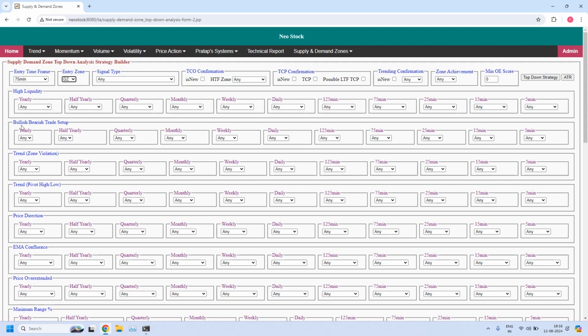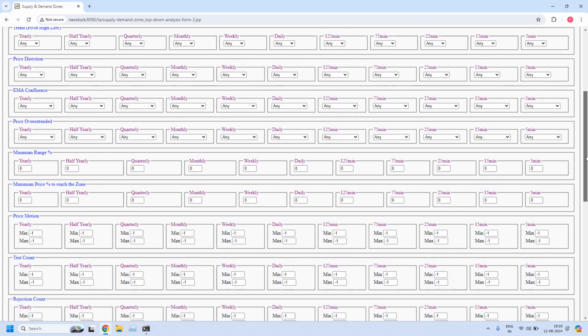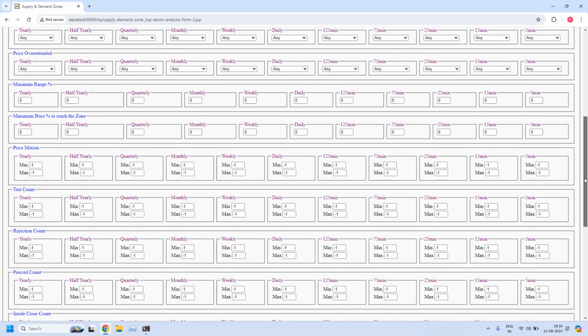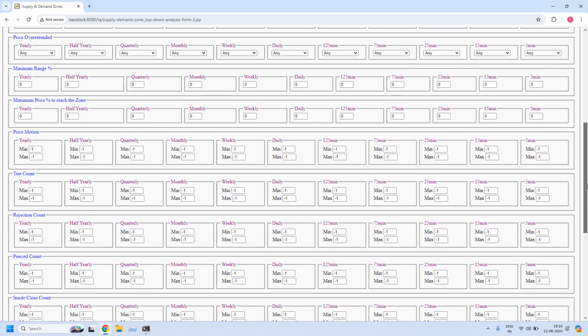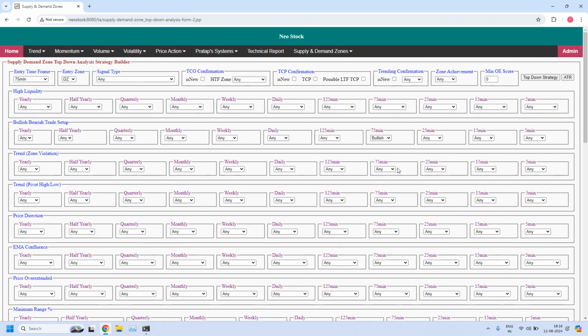Bullish trade setup, entry zone is demand zone. In bullish or bearish trade setup at the 75 minutes time frame, I am selecting bullish. The 75 minutes demand zone should not be pierced, so in the pierced count in the 75 minutes time frame, minimum value 0, maximum value 0, and zone achievement should be violated opposing zone. Minimum order enhancer score is 12.